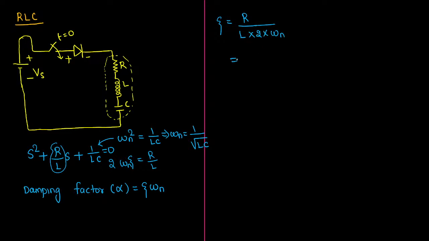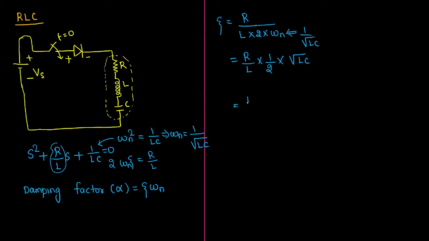So from this, the value of omega n will be known. It can be replaced by 1 by square root of L into C. If I do that, then R by L into a factor of 1 by 2 is appearing, the most important formula. So R by L, 1 by 2 into square root of L into C.